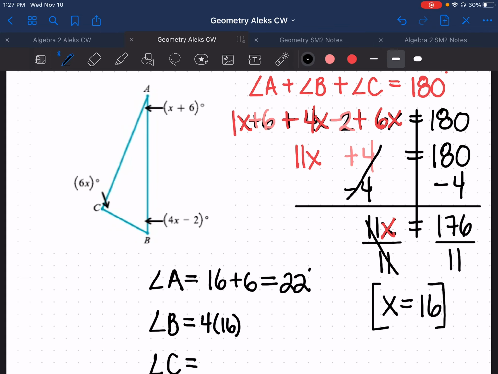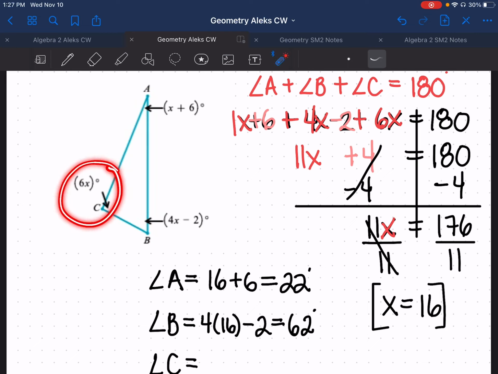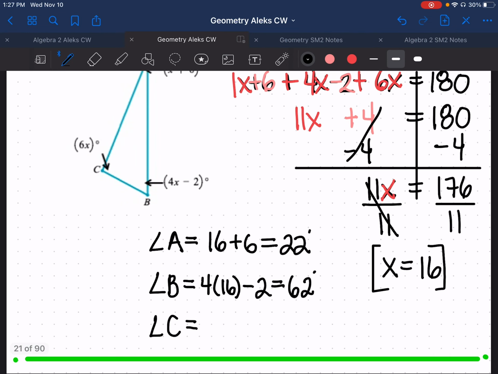22. 4 times 16 minus 2. Here we go. See if I can do this one correctly. 62 degrees. And for the last one, 6 times 16. It's a good thing I'm showing you guys my work.